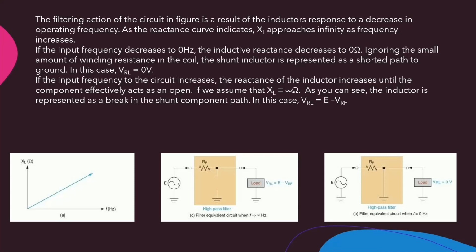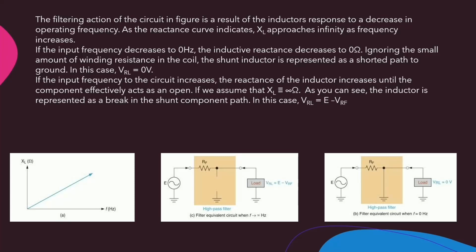If the input frequency decreases to 0 Hz, the inductive reactance decreases to 0 ohms. Ignoring the small amount of winding resistance in the coil, the shunting inductor is represented as a shorted path to the ground, in which case VRL is 0 volts.